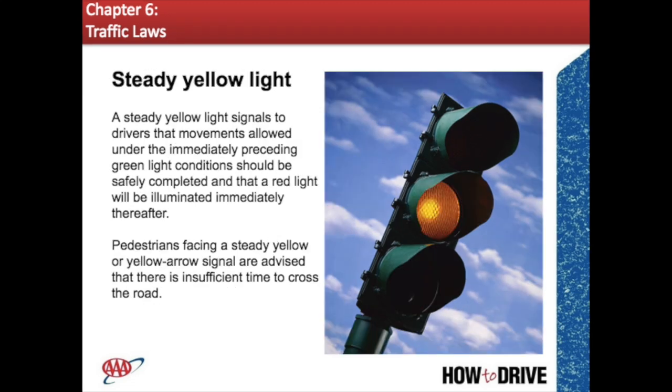A steady yellow light. A steady yellow light signals to drivers that movements allowed under the immediately preceding green light conditions should be safely completed and that a red light will be illuminated immediately thereafter. Pedestrians facing a steady yellow or yellow arrow signal, unless otherwise directed by a pedestrian control signal, are advised that there is insufficient time to cross the roadway before a red light is illuminated.